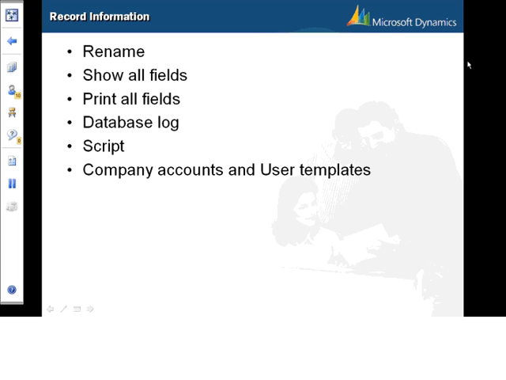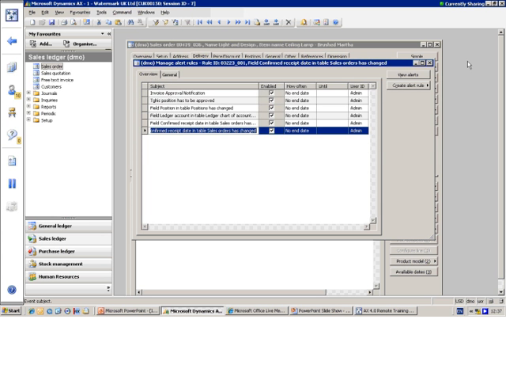The functions on the record information form differ based on the form type selected. For example, the record information for the sales order form does not contain company account templates and user templates because these are not relevant to the sales order. So let's have a look at the record information.